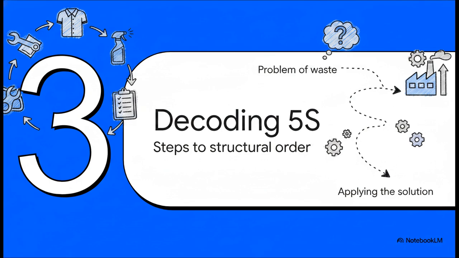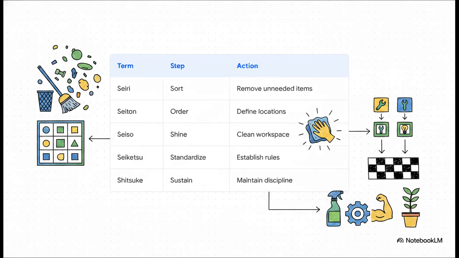So, how do we actually do this? Let's decode the 5S methodology and walk through the 5 sequential steps to structural order. The complete framework is brilliantly simple but requires real discipline. We start with the original Japanese terms and map them to their English equivalents and core actions. We move from seiri, or sort, where we ruthlessly remove unneeded items.